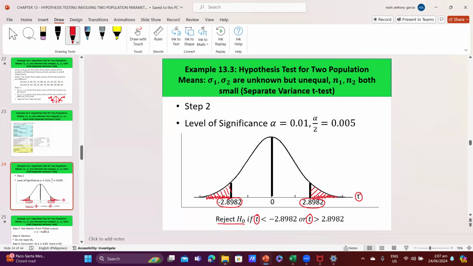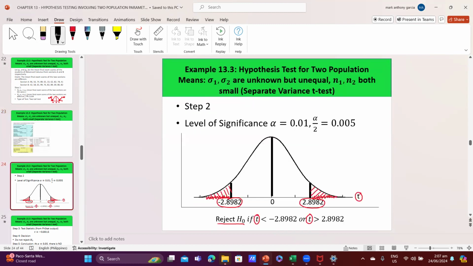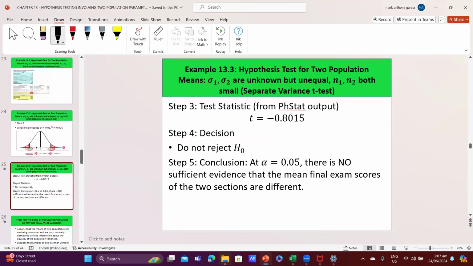Now for our PHStat output, we see that the t-test statistic is negative 0.8015, which is located somewhere to the left of 0 and to the right of negative 2.8982. So this indicates that our test statistic is outside of the two rejection regions, which indicates that our decision is do not reject the null hypothesis.